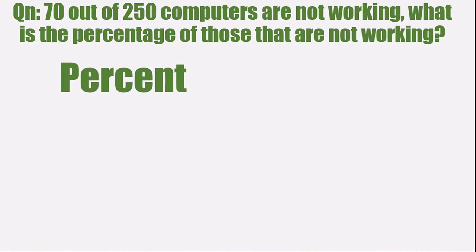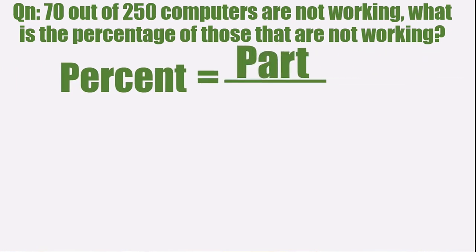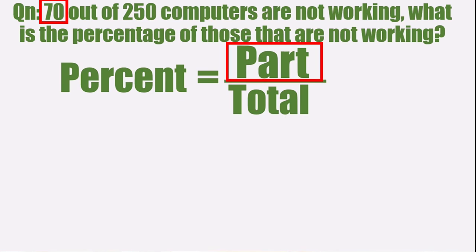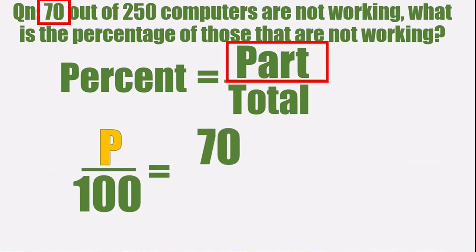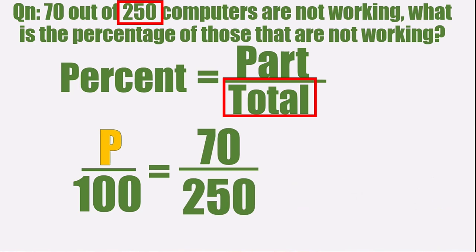Now we are going to use our same formula. Percent is equals to part divided by the total. Now from our question there, 250 computers is the total number of computers. That's going to be our total. Then the other 70 is just the part of the computers that are not working. So our P, or some number in every 100, is equals to part, which is 70, divided by total, which is 250. Again, we are going to do the same thing.